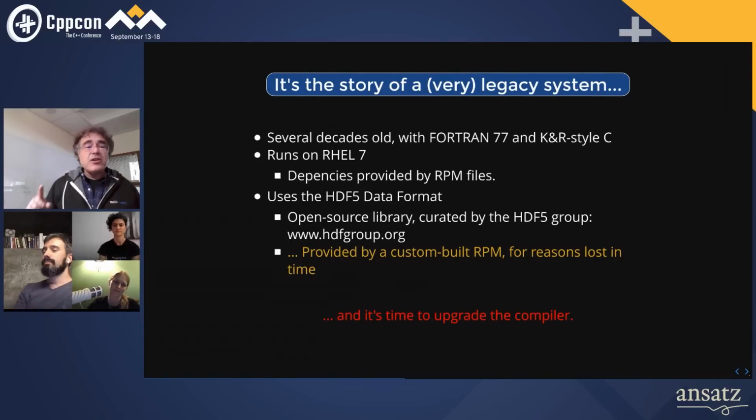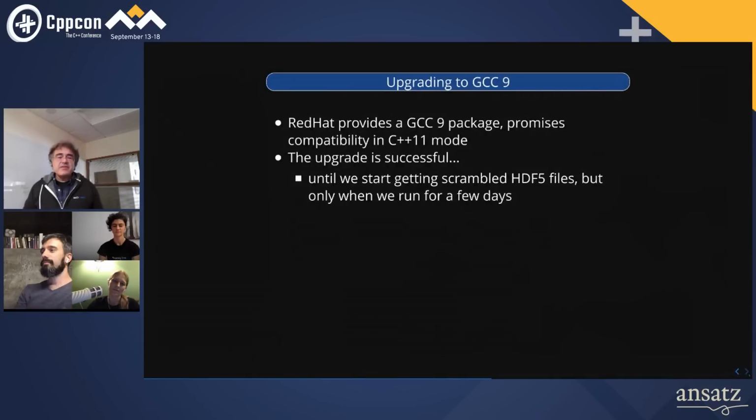Which is fine until it's time to upgrade the compiler, all right? The system compiler on Red Hat 7 is GCC 4.8.5. We're upgrading to 9. Red Hat says that everything ought to be compatible if you stick in C++11 mode. And the good news is that we were successful with very little work. We recompiled everything with a new compiler, deployed it, did our usual round of testing.